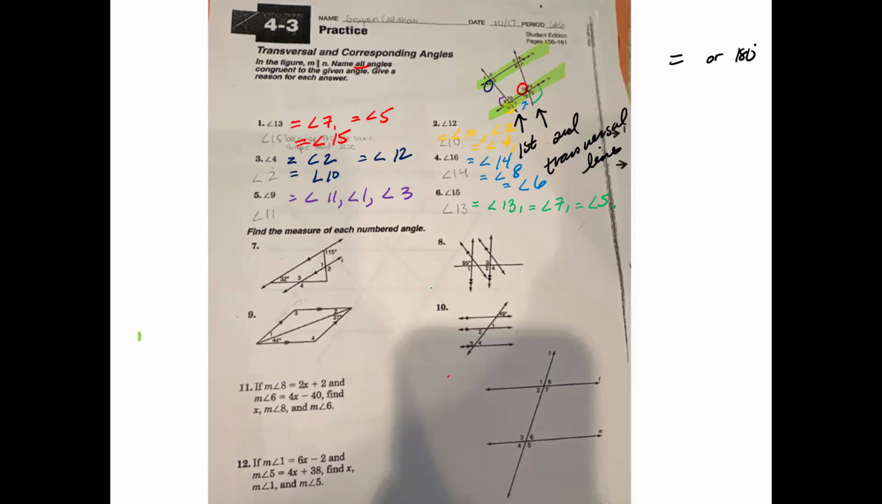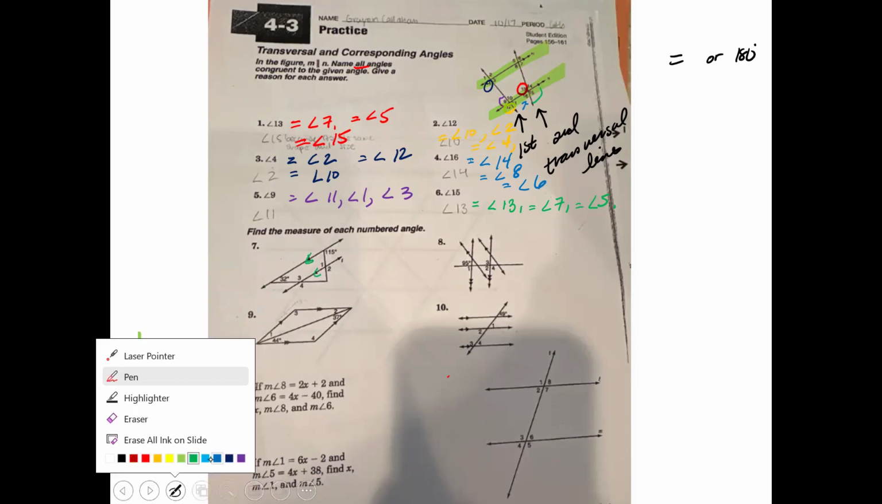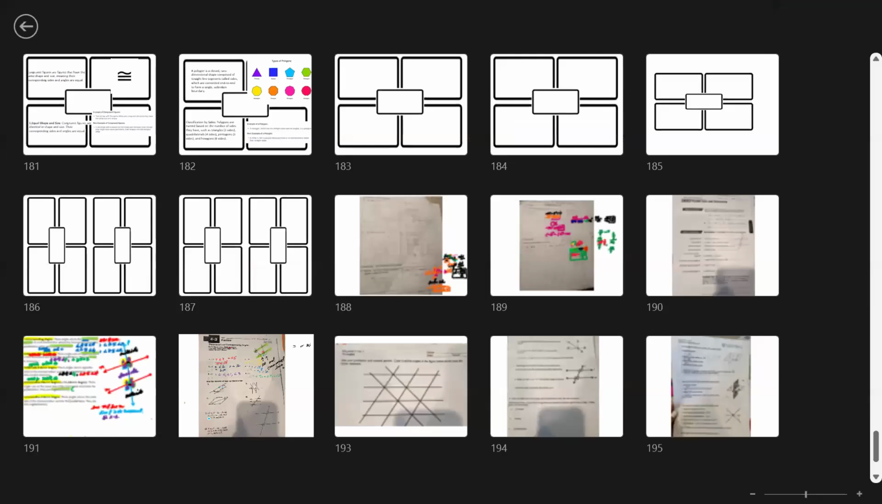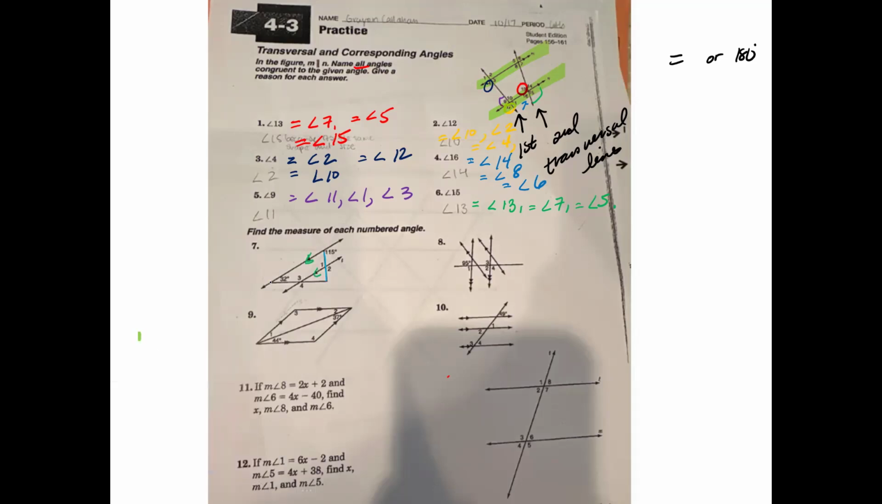So when it says find the measure of each numbered angle, do you see this symbol right here? It means that these two lines are parallel, right? But then you have this line that cuts through it, and then you have this line that cuts through it as well. Do you see that?